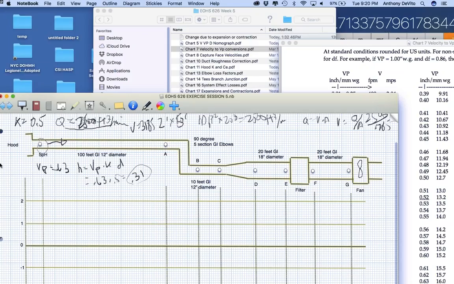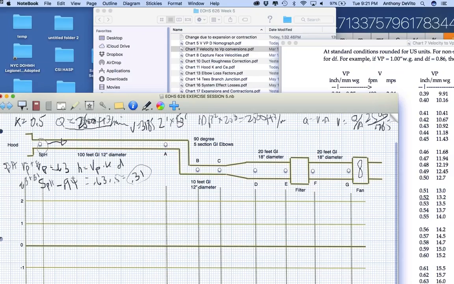So what does the total static pressure at the hood have to be? It's going to be equal to the velocity pressure plus the positive value of the hood entry loss. It's going to be 0.63 plus 0.31, which is 0.94. So our static pressure at the hood is going to be equal to negative 0.94 inches. Everybody in agreement on that?